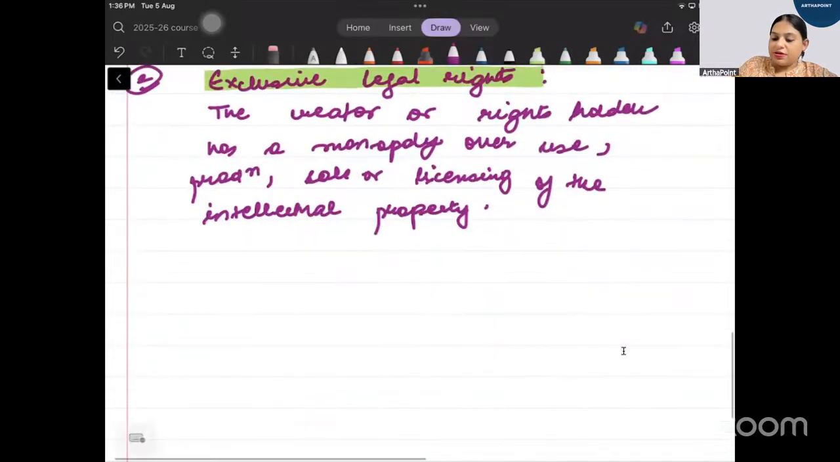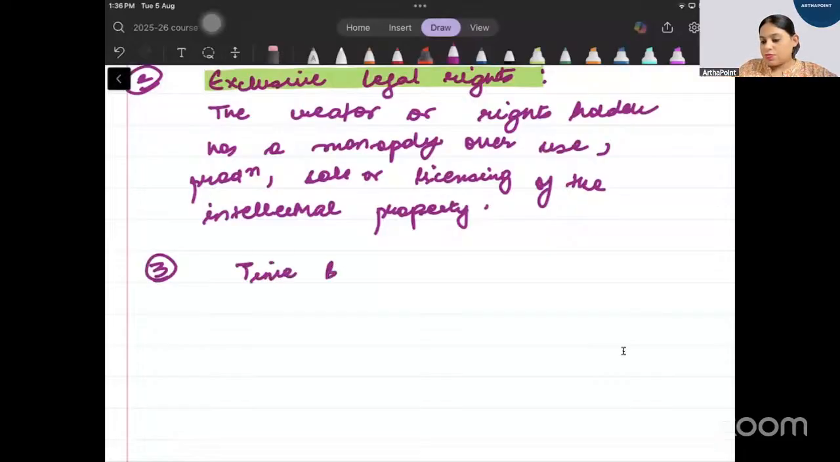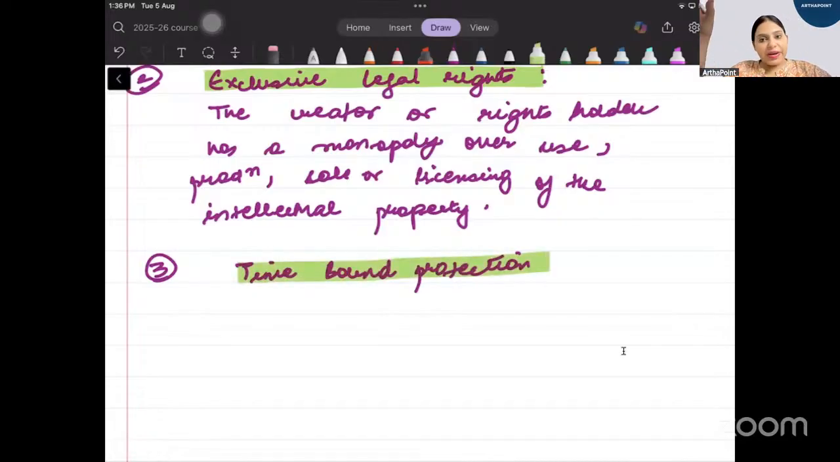Okay. But a third, time bound protection. These patents generally, these rights generally are for a fixed duration. Maan, suppose 20 साल के लिए दे दिया patent, 60 years के लिए दे दिया copyright, right? So they are for a particular period of time. And after expiry, एक बारी वो patent या copyright expire हो गया, then it becomes a public domain, right? Then it is available freely in the market. उसके बाद anyone can go ahead and use that.